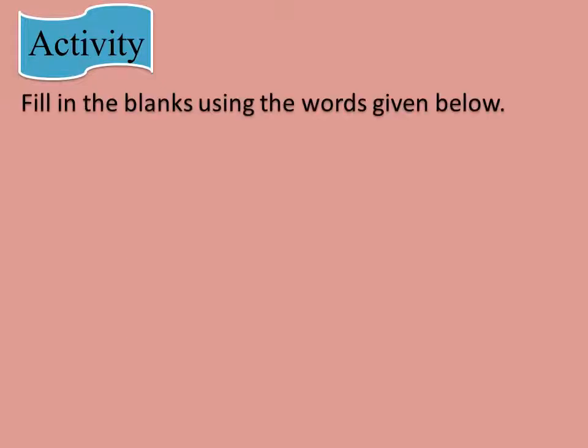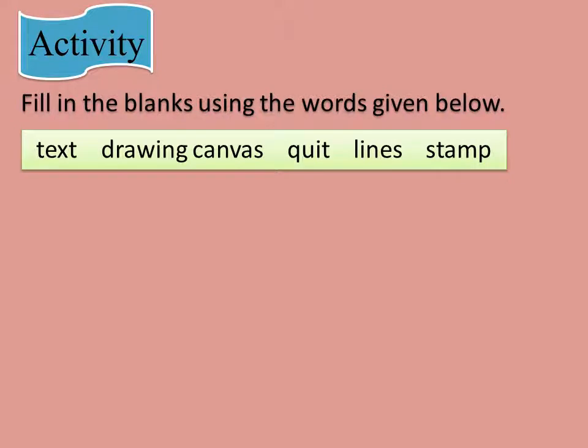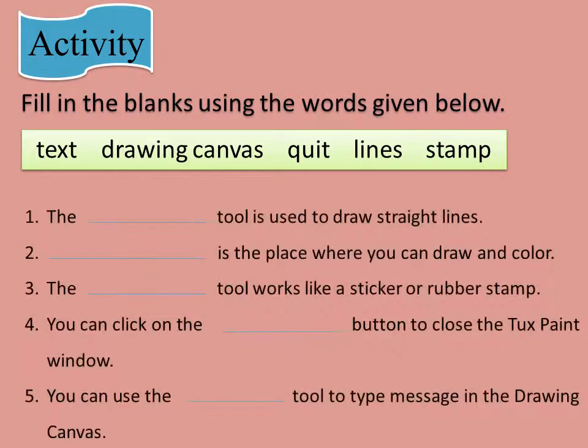Activity. Fill in the blanks using the words given below. Text, drawing canvas, quiet, lines, stamp. The lines tool is used to draw straight lines. Drawing canvas is the place where you can draw and color.